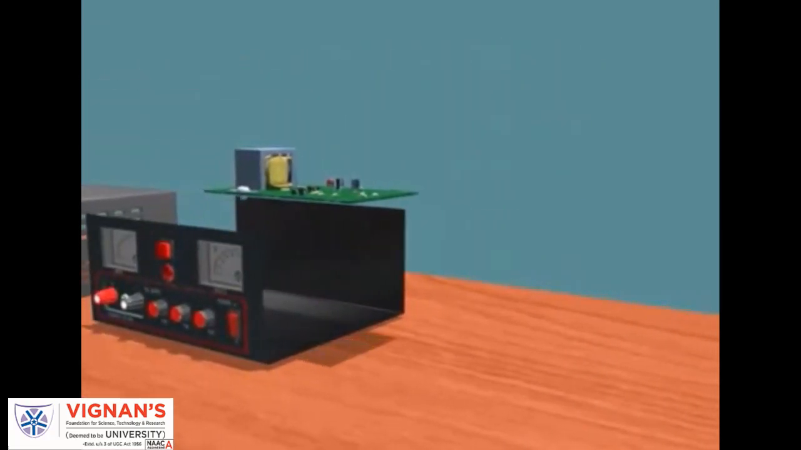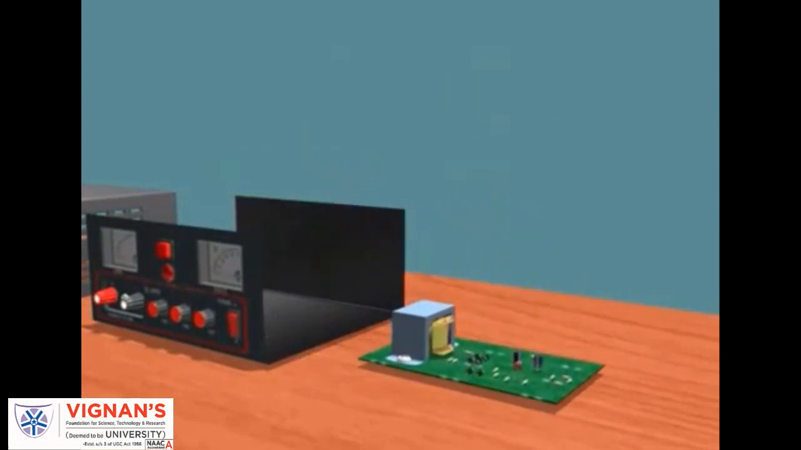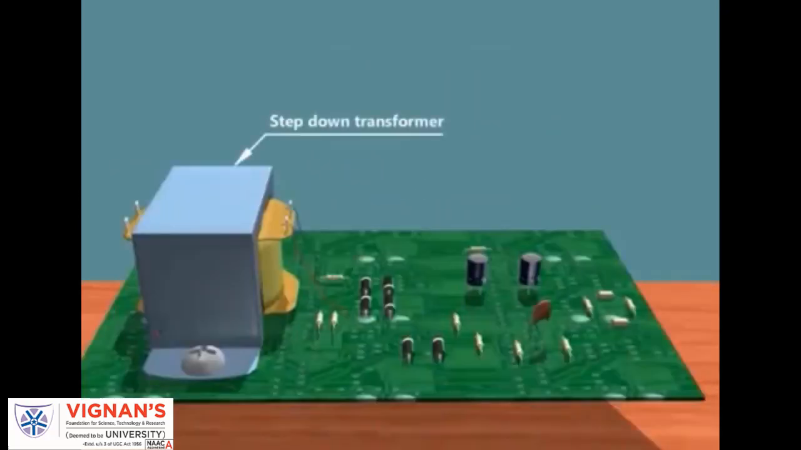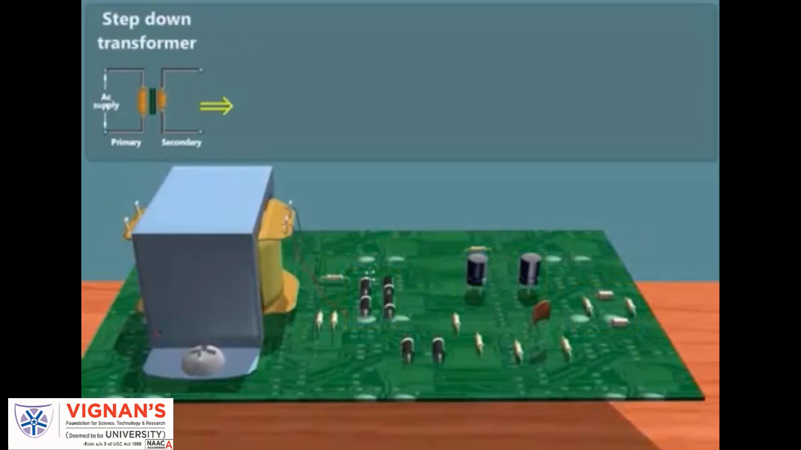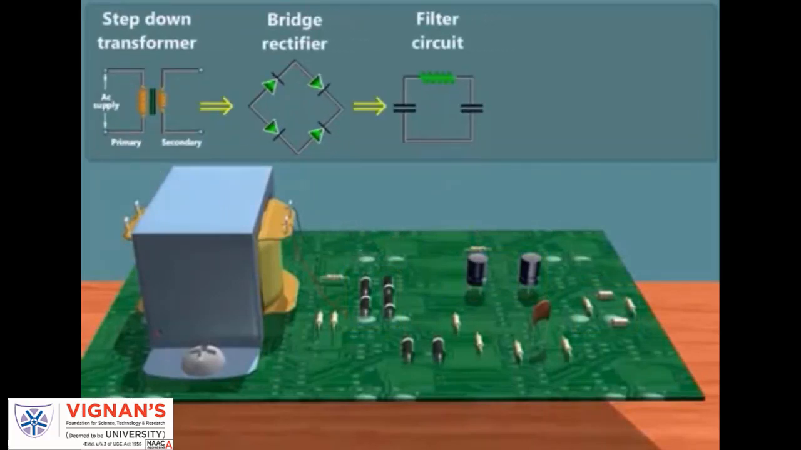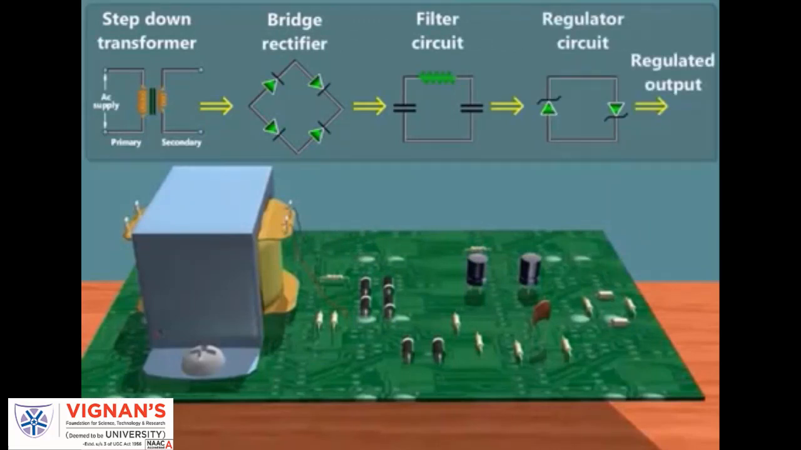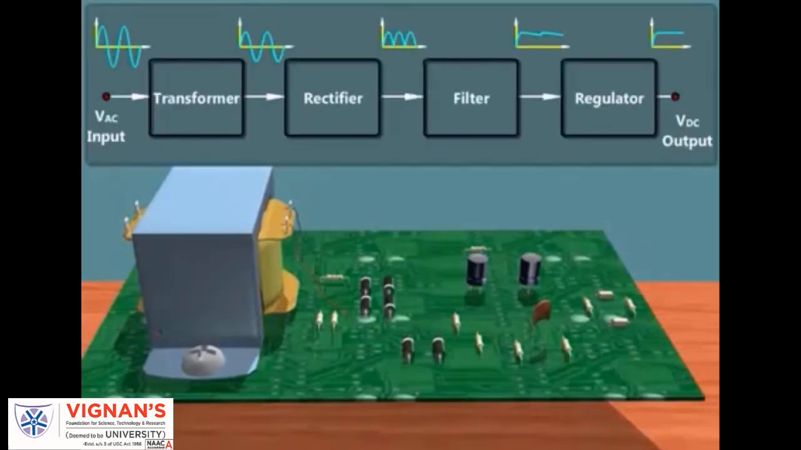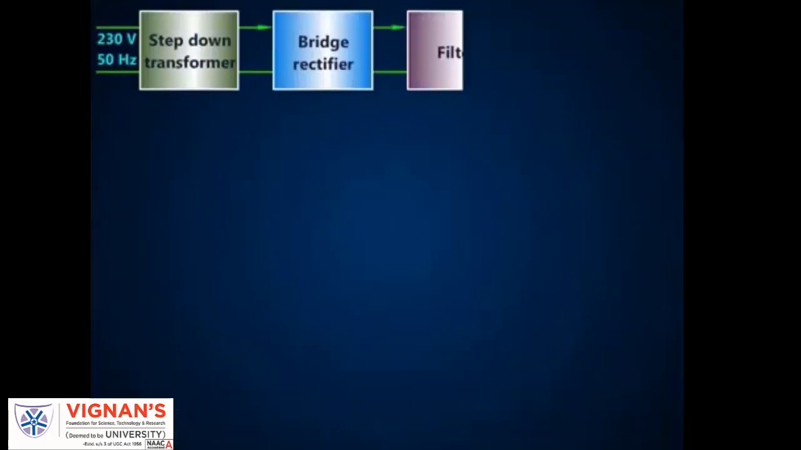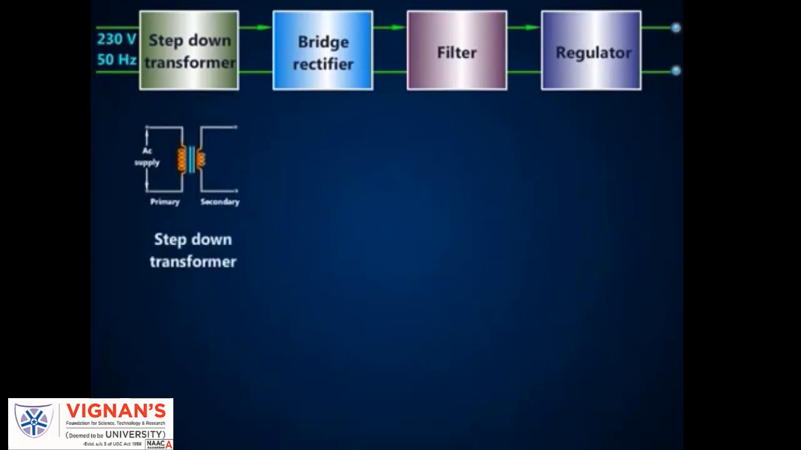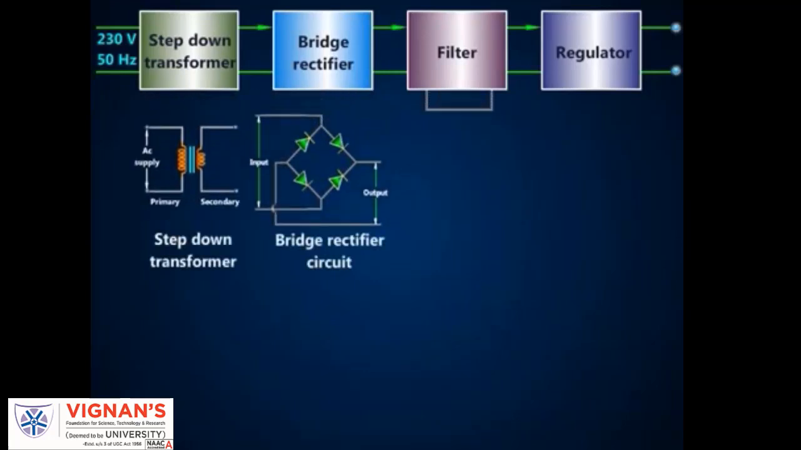Coming to power supplies, a power supply consists mainly of a step down transformer, and a rectifier followed by a filter and regulator. The step down transformer will step down the voltage given to the transformer, and the rectifier will rectify the AC input voltage to output DC voltage, and the filter removes the ripples existing in it, and the regulator circuit will regulate the output to a perfect DC.